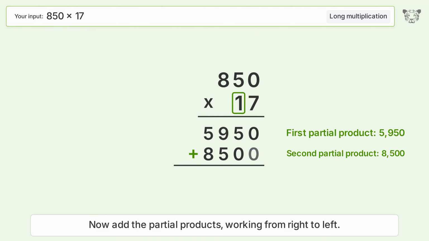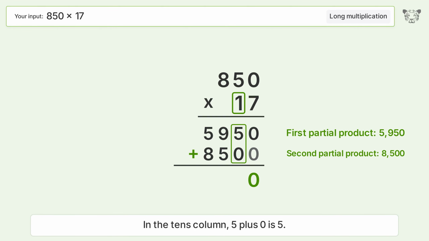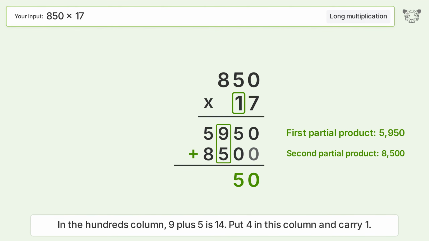Now add the partial products, working from right to left. In the ones column, 0 plus 0 is 0. In the tens column, 5 plus 0 is 5. In the hundreds column, 9 plus 5 is 14. Put 4 in this column and carry 1.